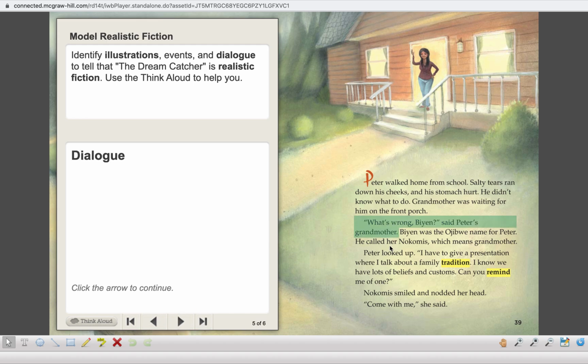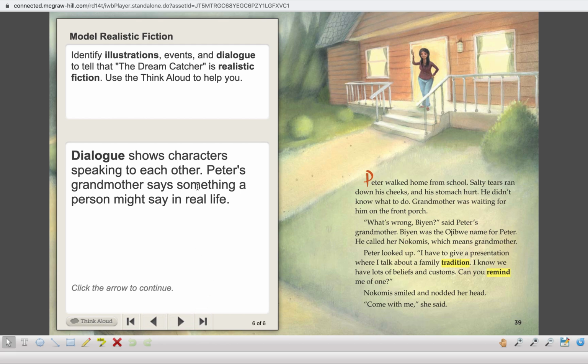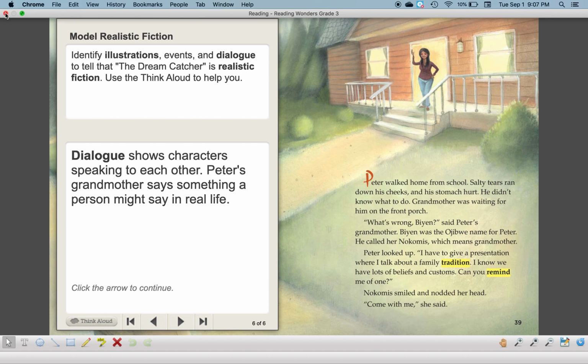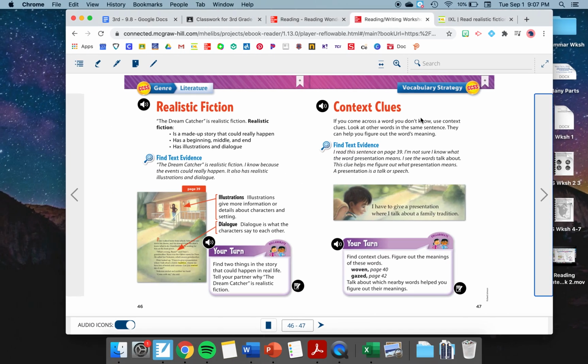Then we have our dialogue. Dialogue helps us show that it's a realistic fiction. Peter's grandmother says something that a real person might say in real life, right? His grandma sees him crying and says, "What's wrong, Bien?" Right? That's a normal response for a grandma to have if someone looks like they're sad.